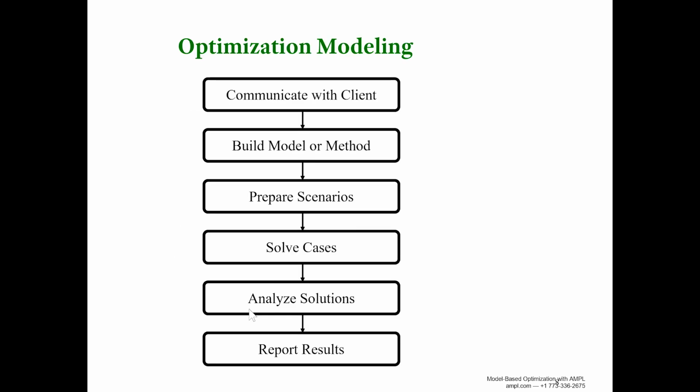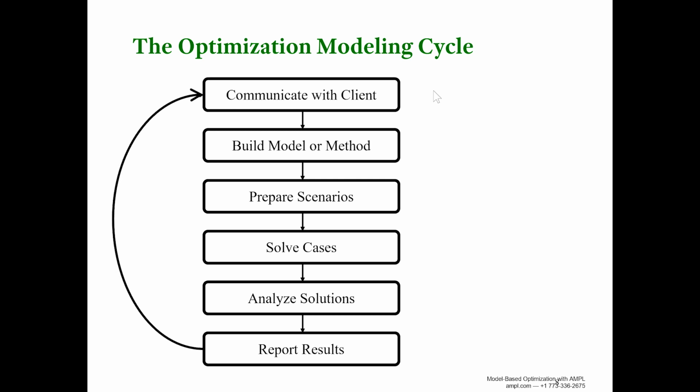Now what's the process like? Well, typically, if you want to build one of these optimization models, you start out, you communicate with your client, and you build some model or some method to do it, and you prepare various data scenarios, you solve some cases, you analyze the solutions, you report some results. But that's not the end of it. You don't just get some results and you're done. What you really have is a cycle, because when you report the results, then you go back to the client, and the client tells you that, well, you haven't got it right yet.